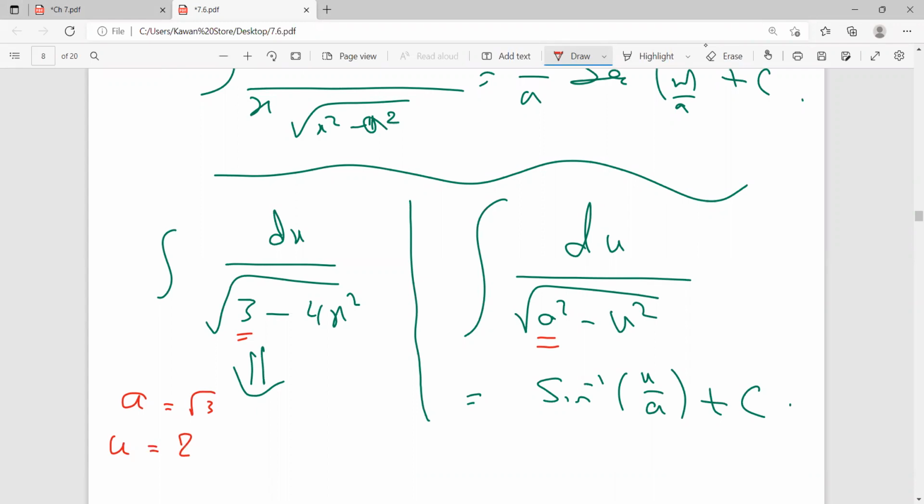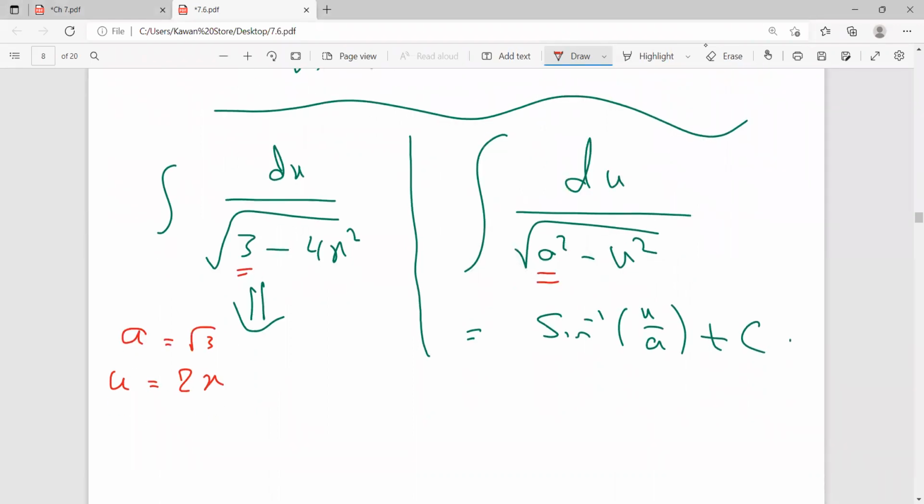2x. Okay, thank you. So if you say it is equal to sine inverse U over A, that is 90%. Why? Because you need to find du. You forget about that one, most of you. It was good, but you need more. So du is equal to what? 2 dx. Am I right?